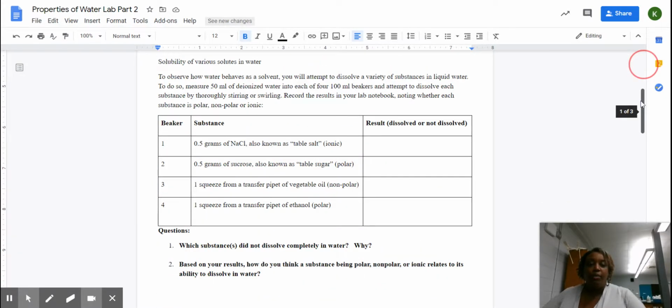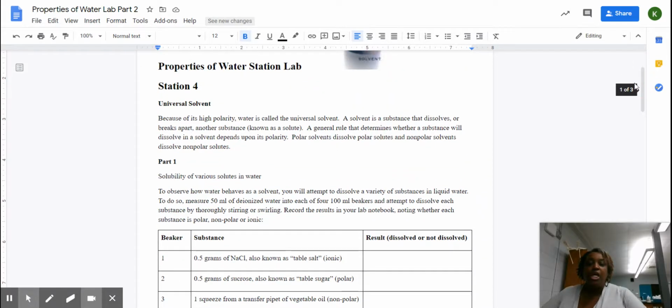So I have the document pulled up so that we can see it. We're going to start with Station 4, and it's number 4 because we did 1 through 3 2 days ago. So for Station 4, we're looking at water as a universal solvent. So read that paragraph, and then we're going to get started. If you need to pause to give you time to read the paragraph, please do.